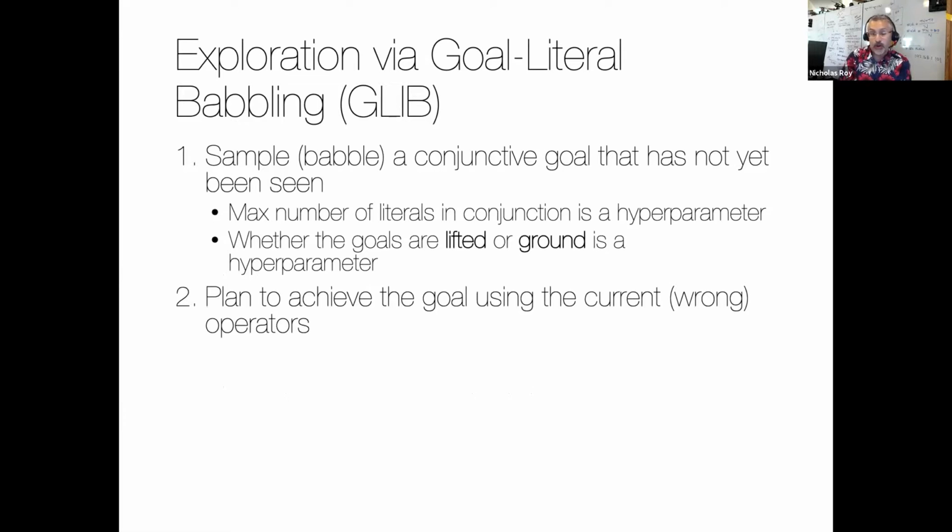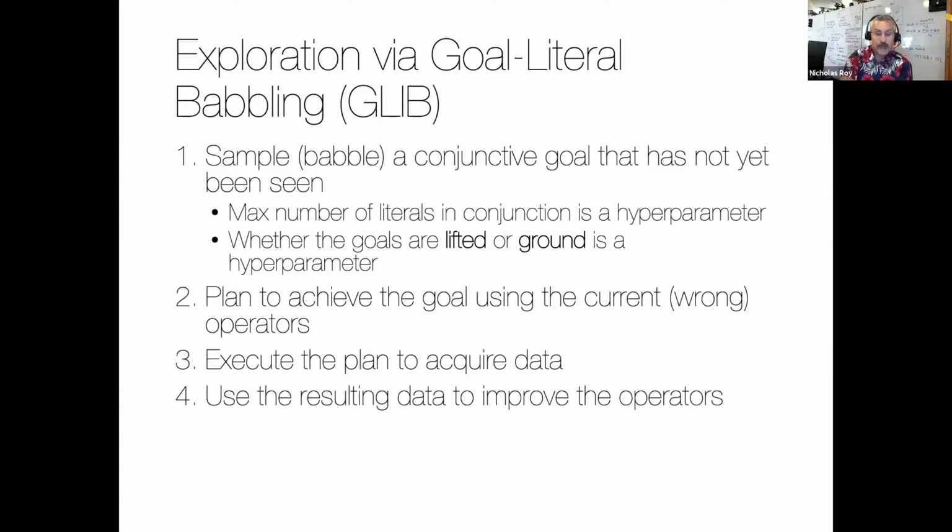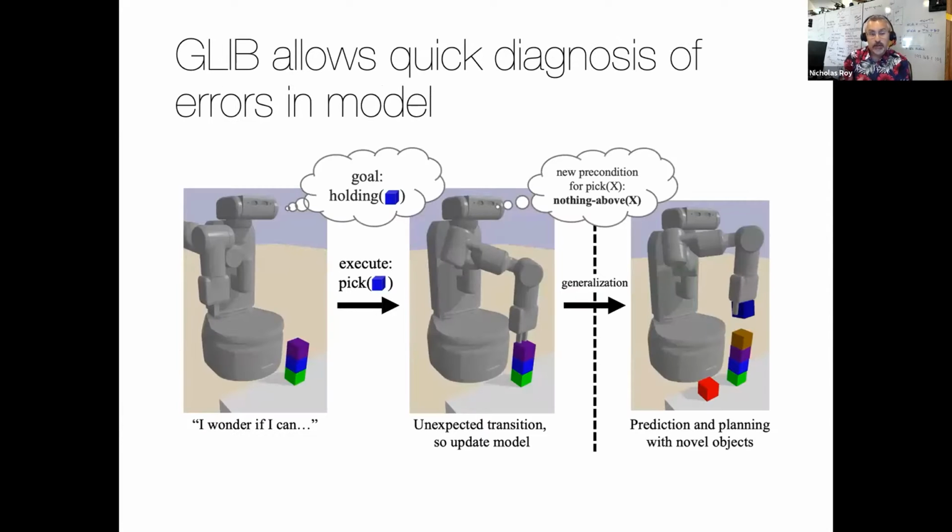We're going to have operators that have preconditions and postconditions that may very well be wrong, but we'll try and achieve the goals using our current theory of the world. We'll execute that plan and use the resulting data to improve the operators and repeat. And what this allows us to do is to very quickly determine errors in the model.